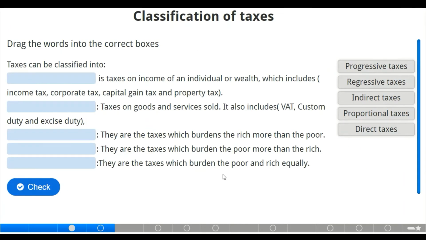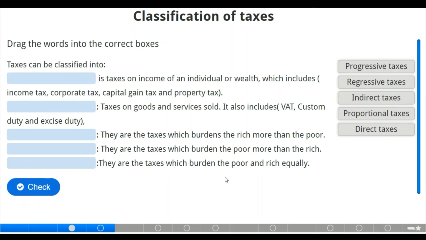Moving to the next slide, we now have the classification of taxes. Now we have to drag the words into the correct boxes here. Taxes can be classified into what? We have direct and indirect. And under indirect tax, we have progressive taxes, regressive taxes, and also proportional taxes. Now let us check.